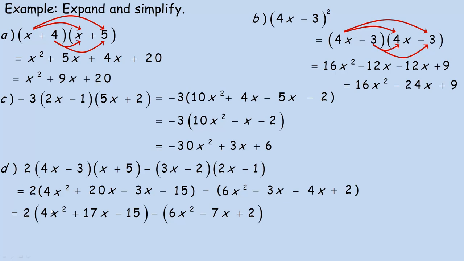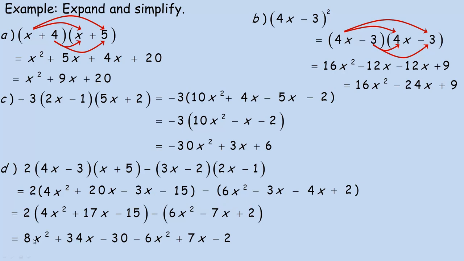Now I'm going to distribute the 2 in. 2 times 4x squared is 8x squared. 2 times 17x is 34x. And 2 times negative 15 is negative 30. Now over here, it's really like there's a negative 1 in here that we're distributing. So negative 1 times 6x squared is negative 6x squared. Negative 1 times negative 7x is plus 7x. Notice the signs are really just changing because we're multiplying by negative 1. Negative 1 times 2 is minus 2. So that's why those signs change, because you're really distributing a negative 1 in.